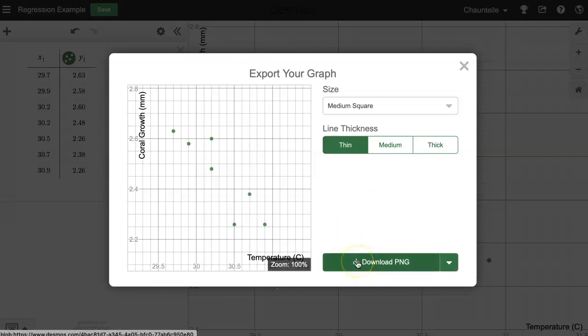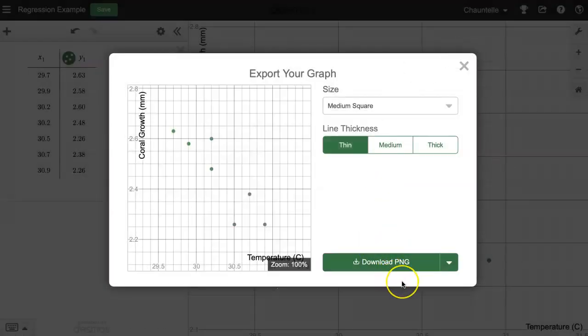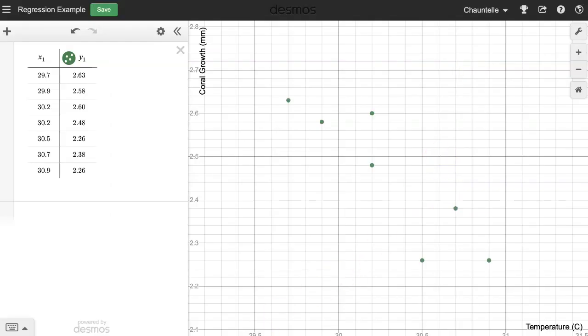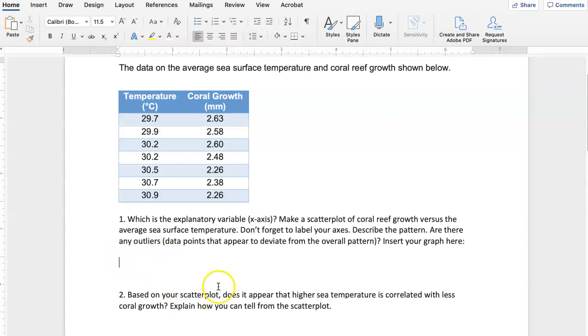So I'm going to download this PNG file. It just downloads it as an image. All right, so then I'm going to close this. Then I'm going to come back over to Word, and I'm going to go ahead and paste it in. So what you want to do is insert the image into your file.